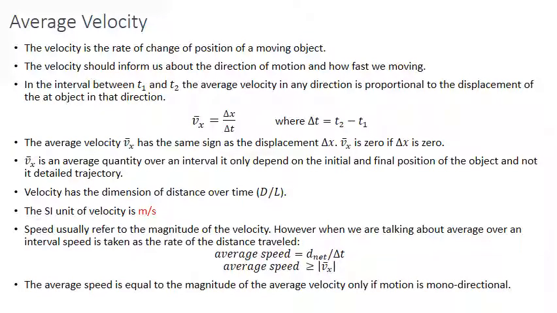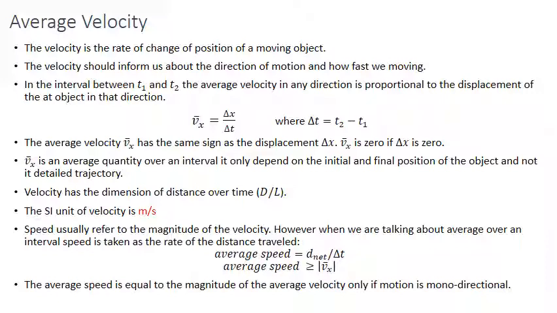Now we see from the definition of the velocity that it has the dimensions of distance over time. So in the standard units, the unit of velocity is going to be meter over second. Of course, we could use different distance and time units to define the velocity. Sometimes we use kilometer per hour or mile per hour.